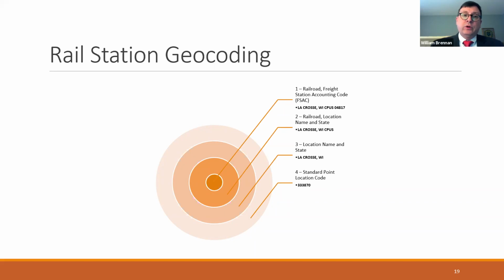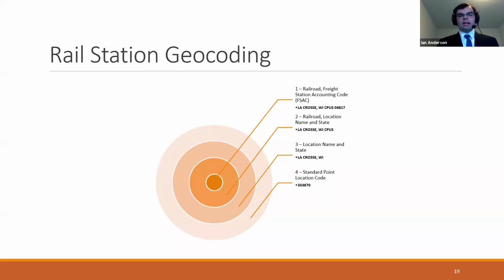But if that fails, we widen our search to any carrier that serves La Crosse, Wisconsin. And finally, if these steps fail, we rely upon the standard point location codes associated with the origin and destination reported in the Waybill. Multiple stations can exist for a given standard point location code, and the approach selects one of these for the purpose of determining latitude and longitude.